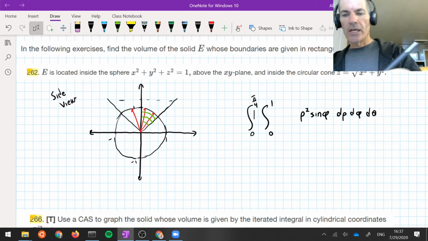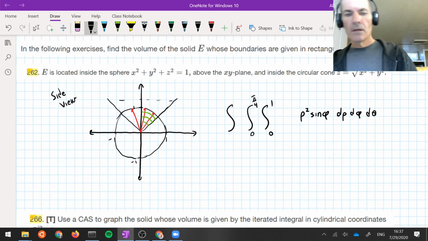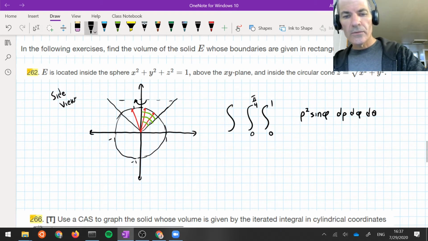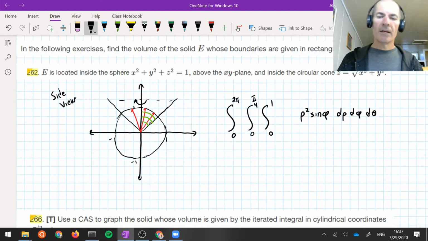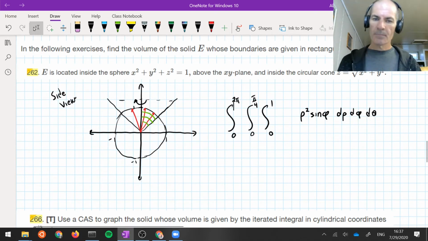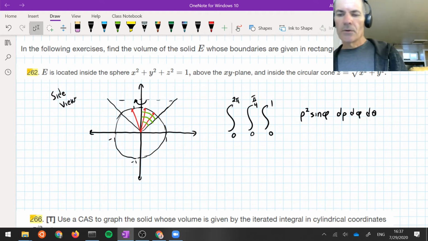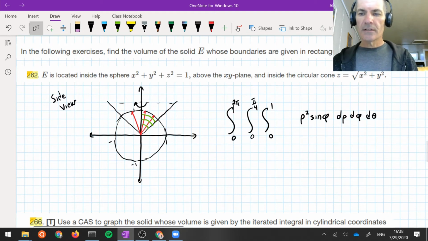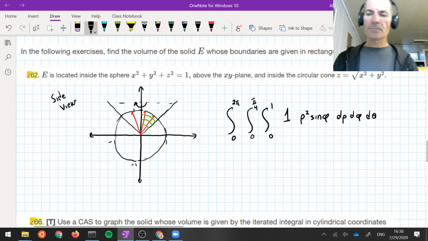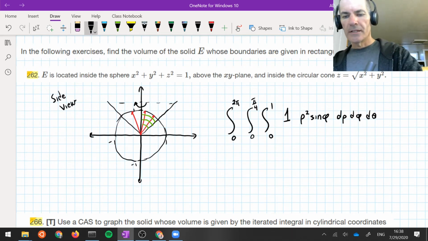So let's talk about theta. Over what range of theta values do we need to encompass this entire volume? Theta needs to go all the way around, the full 360. So theta needs to go from 0 to 2 pi. And if we do that, you can imagine that these green traces in the phi direction are going to cover the whole volume. Okay, so what's left to do here? You're asked to calculate the volume, which means the integrand in this case is just 1. And now we're ready to integrate.